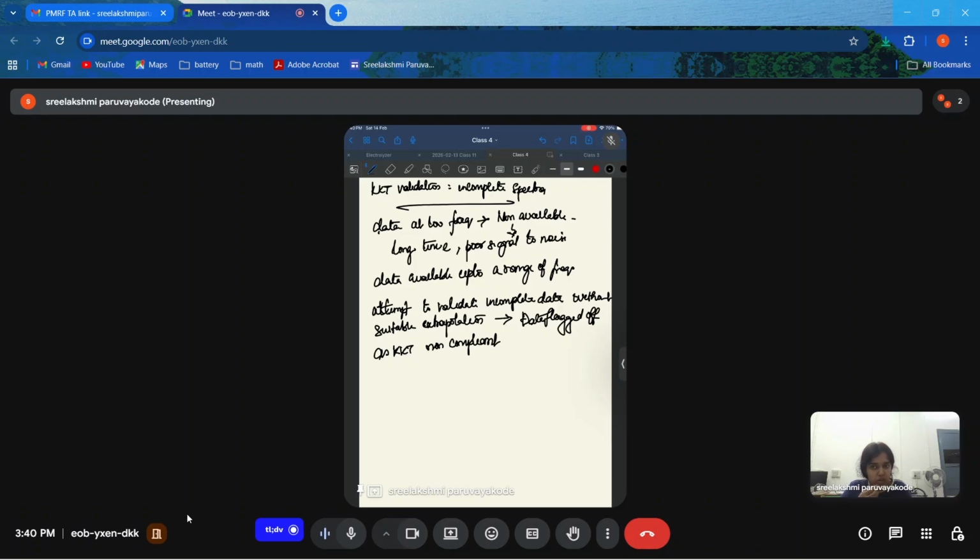In that case, what you can do is extrapolate the data, but this has its own limitation. We cannot always do that, so it is always better. The best solution, I would say, is to obtain data at low frequency and validate the data without extrapolation.